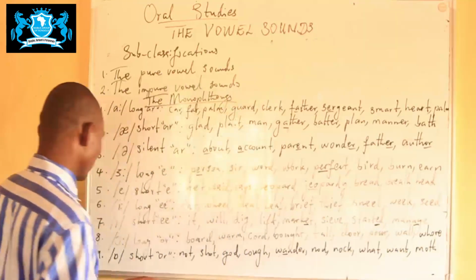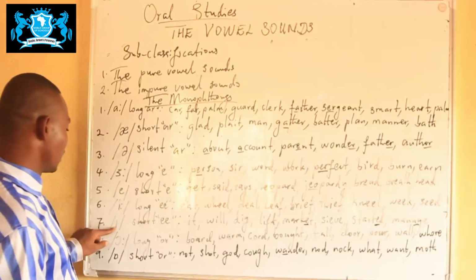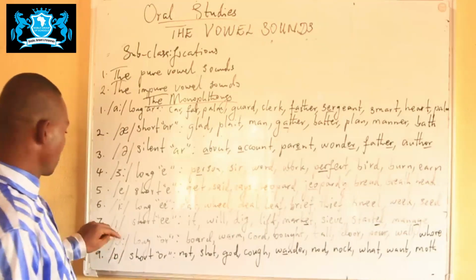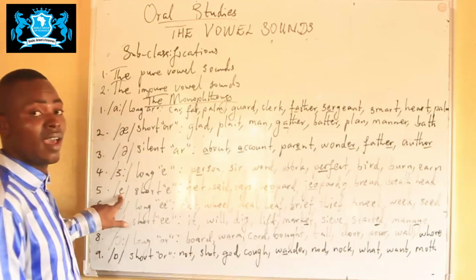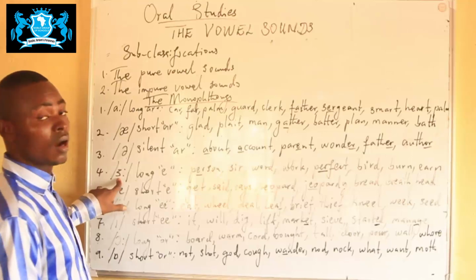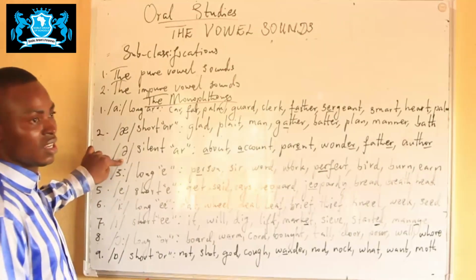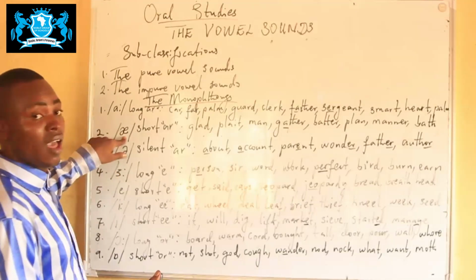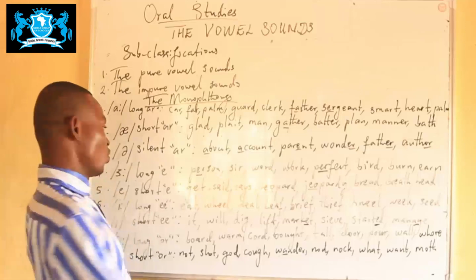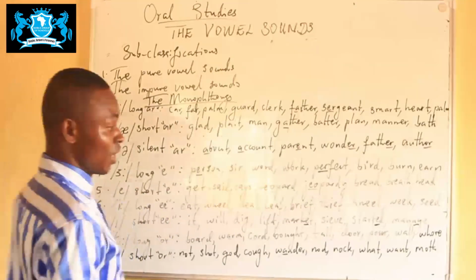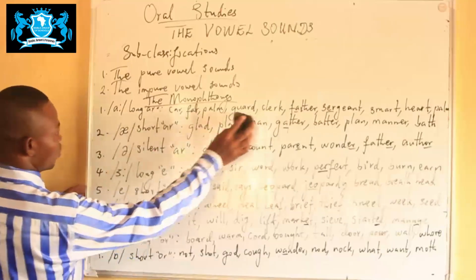So we have given all the examples here, and we have three remaining under the monophthongs, which we shall see here.